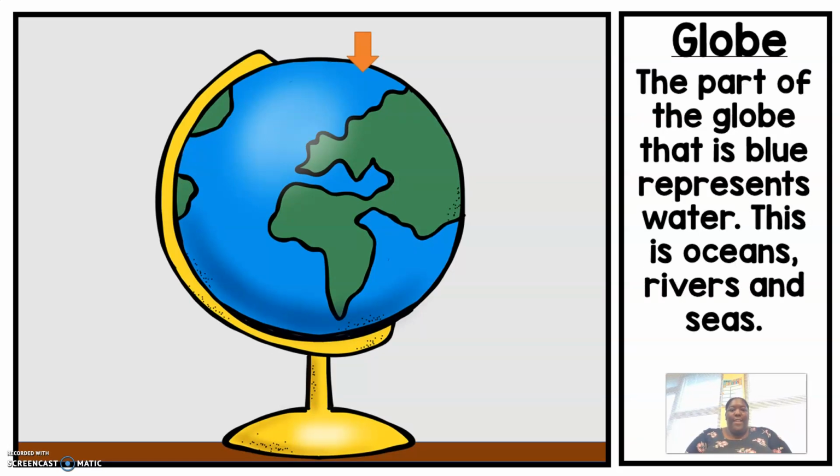The arrow is pointing at the blue part of the globe. The blue part of the globe, if you do remember, is the water. It shows all the oceans, rivers, and seas. Then, do you see that green part? That is the land. We live on the land. It's the ground underneath your feet.